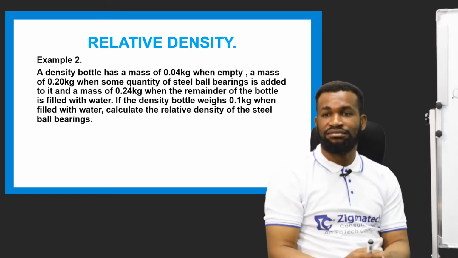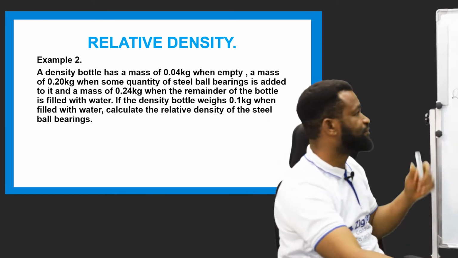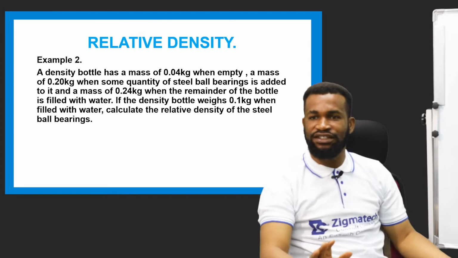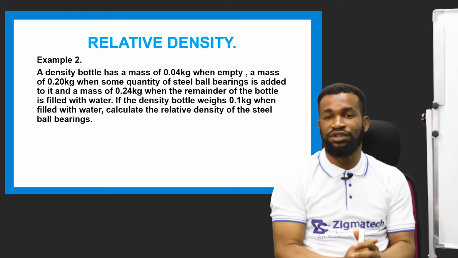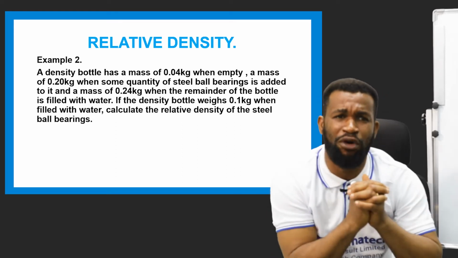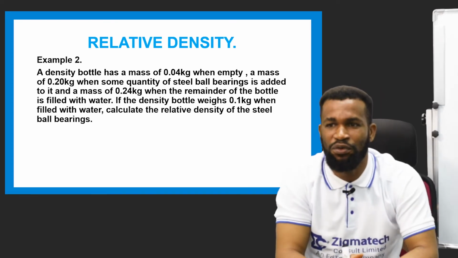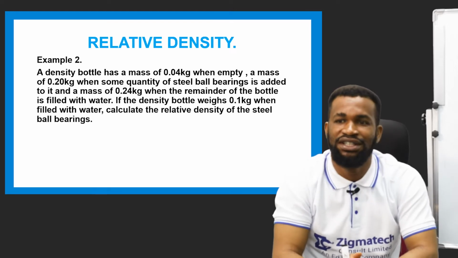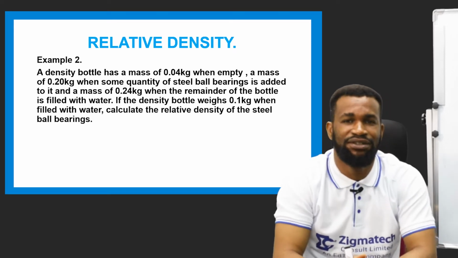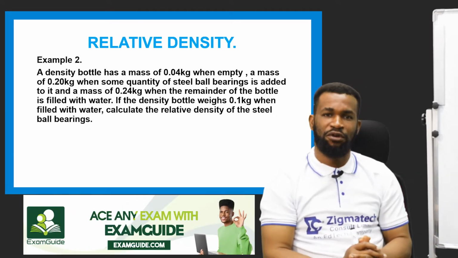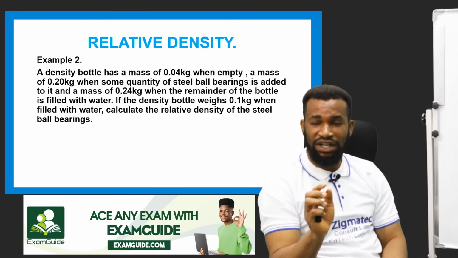All right, still on a few problems on relative density, we have another problem here. A density bottle has a mass of 0.04 kilogram when empty, a mass of 0.20 kilogram when some quantity of steel ball bearing is added to it, and a mass of 0.2 kilogram when the remainder of the bottle is filled with water. If the density bottle weighs 0.1 kilogram when filled with water, calculate the relative density of the steel ball bearing. This is really a practical question, and we are going to take them step by step.